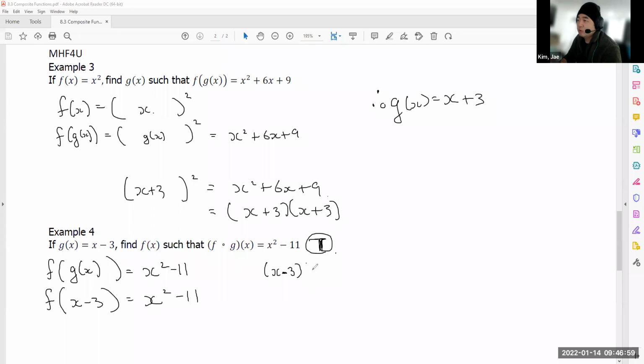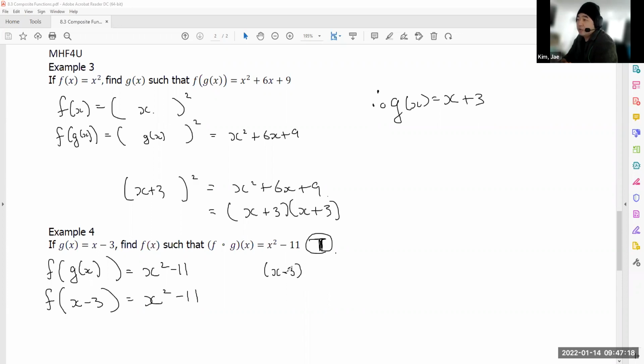Some of you might be saying, oh, why can't I just add x? No, that's not the case because for f of x, every single time an x is there, it has to be in the form of x minus 3, not just a single x. There's no way this can exist. All right, think about that.